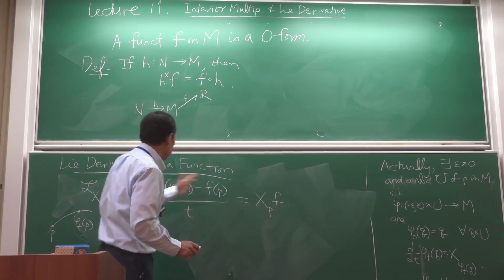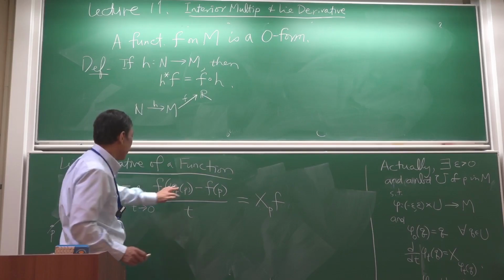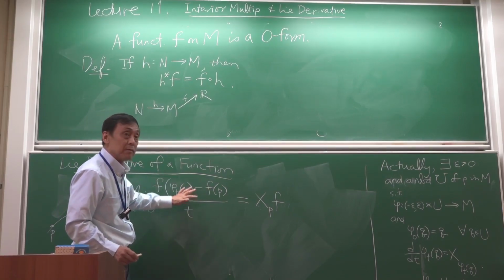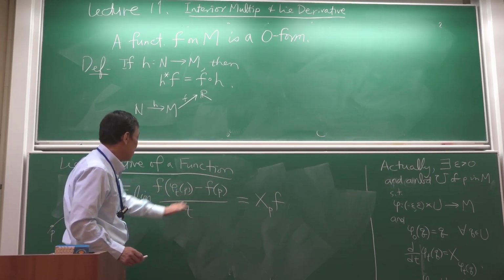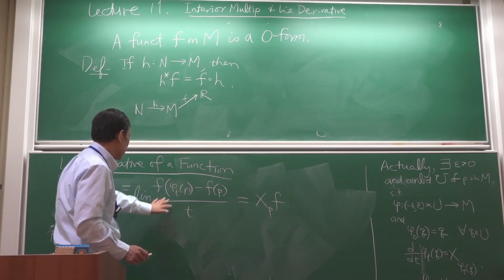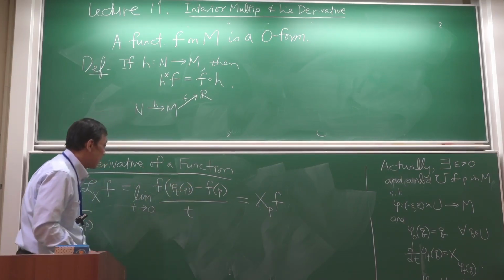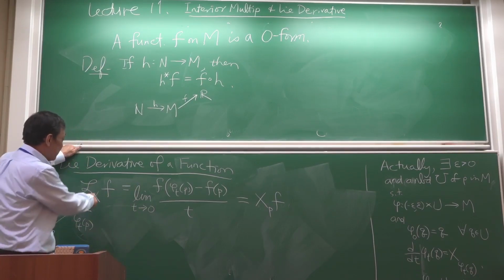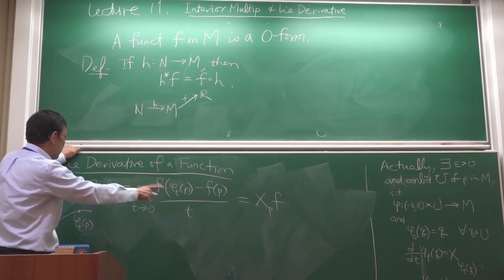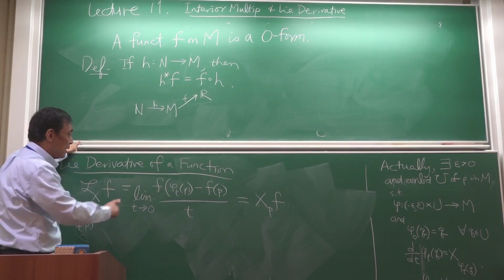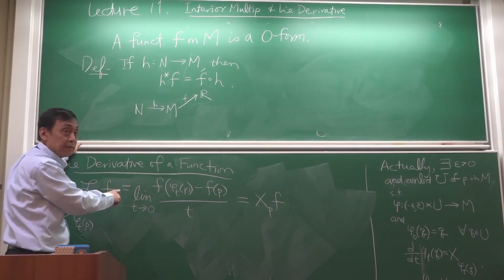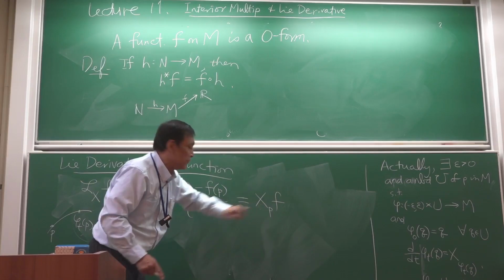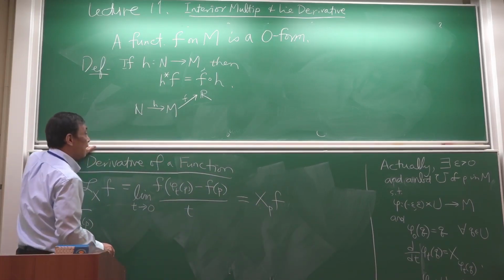To calculate XPF, you take the integral curve, you evaluate f on the integral curve, and then compare and take the difference, divide by t, take the limit. So, yeah, that's the first property of the Lie derivative. So the Lie derivative of a function doesn't give you anything new. It's just XPF. Okay?